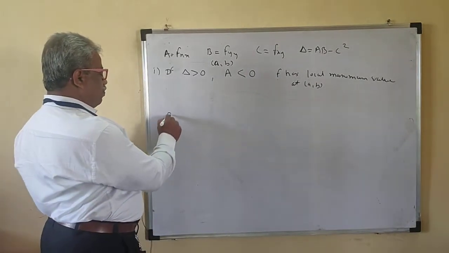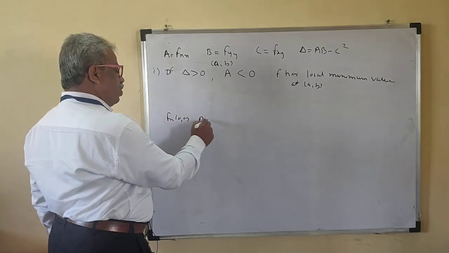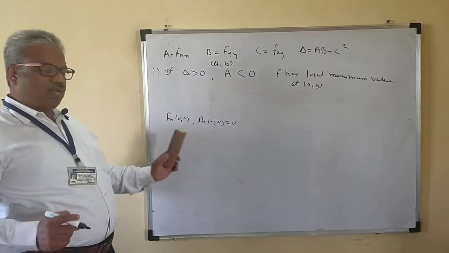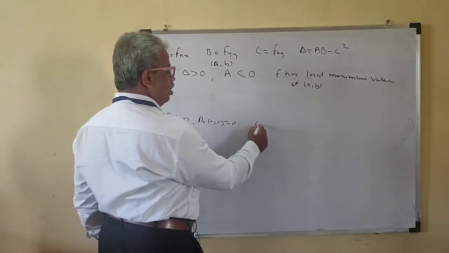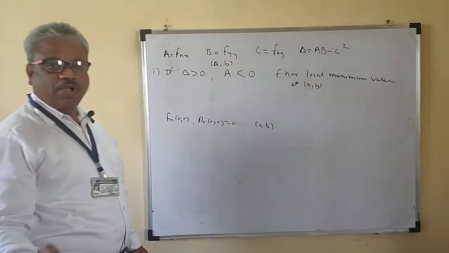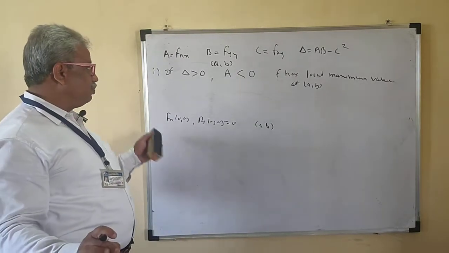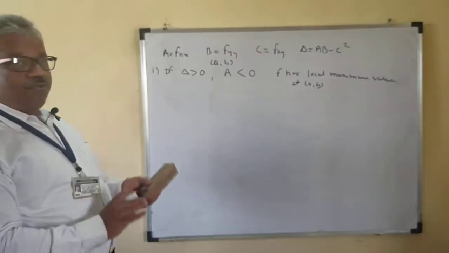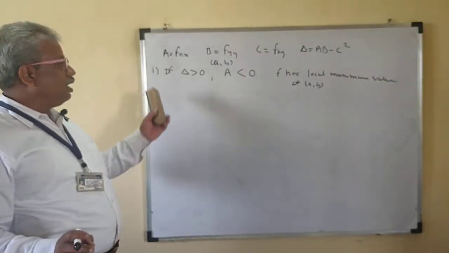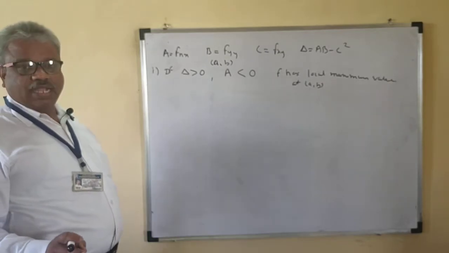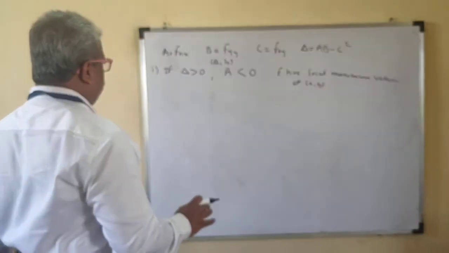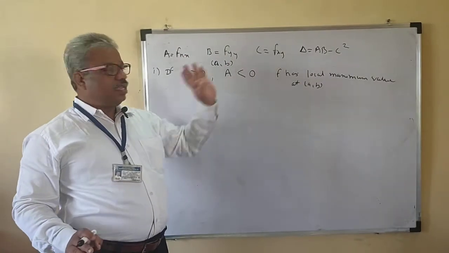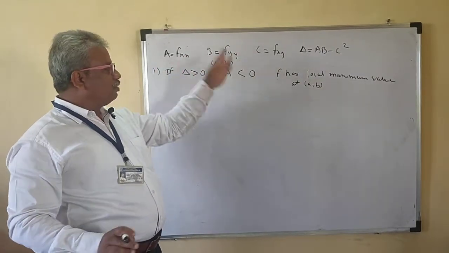So that means what? If fx is equal to 0 and fy is equal to 0, then (a, b) is called a critical point or stationary point. If you get a critical point or stationary point, then you have to go for the second derivative test. So you have to find A at (a, b), B at (a, b), C at (a, b). Delta you get easily from these three.